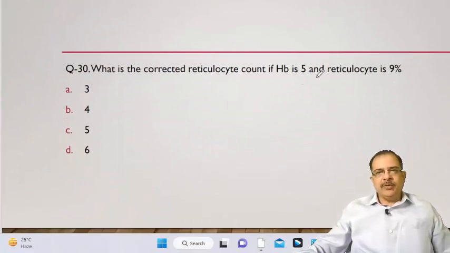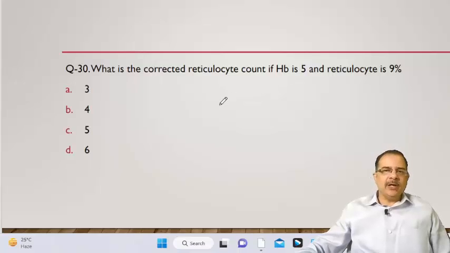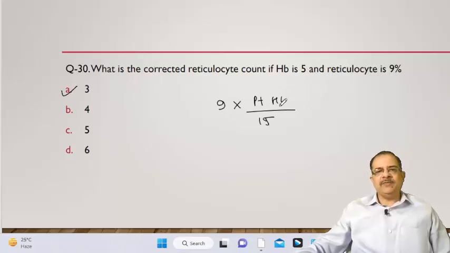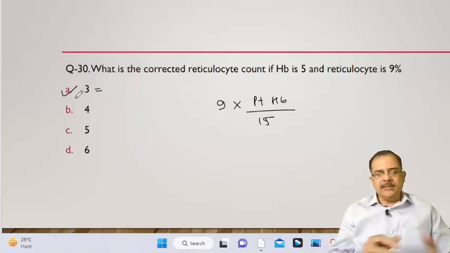Corrected reticulocyte count if hemoglobin is 5 and reticulocyte count is 9. So it is reticulocyte count multiplied by patient hemoglobin, or as a rough estimate, divided by 15. So it will come out to be 3. Patient hemoglobin is 5, 5 by 15 is 3 here, so the answer will be 3.